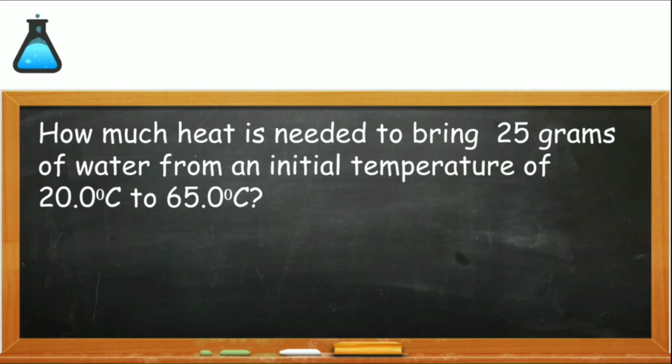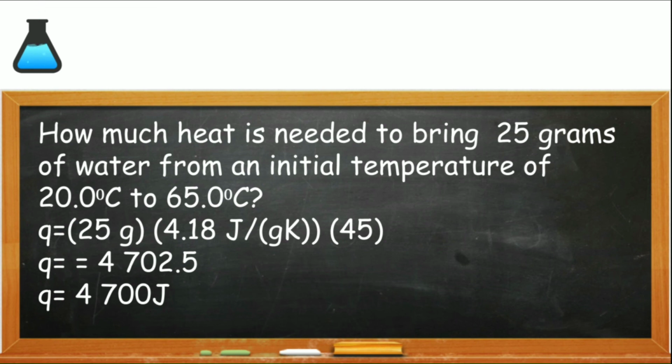Let's try this practice problem. How much heat is needed to bring a 25-gram sample of water from an initial temperature of 20 degrees Celsius to 60 degrees Celsius? So here we see the keyword initial temperature and one degree Celsius to another degree Celsius. In this case, 20 degrees Celsius to 65 degrees Celsius. So we're going to use the equation Q equals mc delta T. We're going to substitute, we're going to solve, and then we're going to round our answer to the correct number of significant digits.